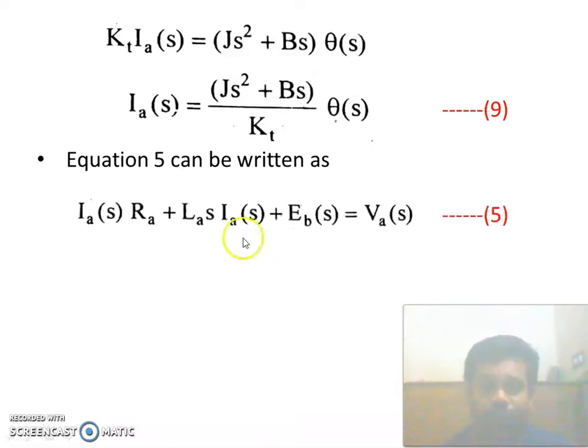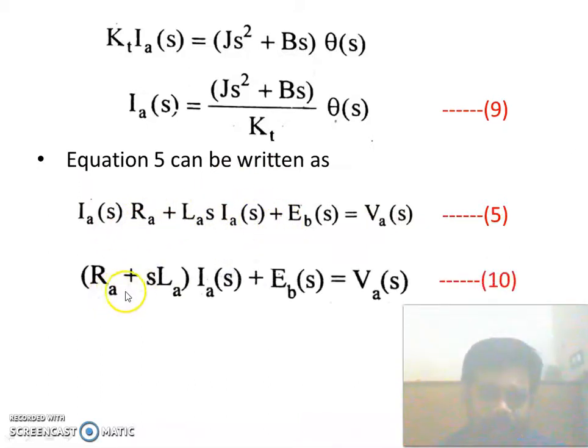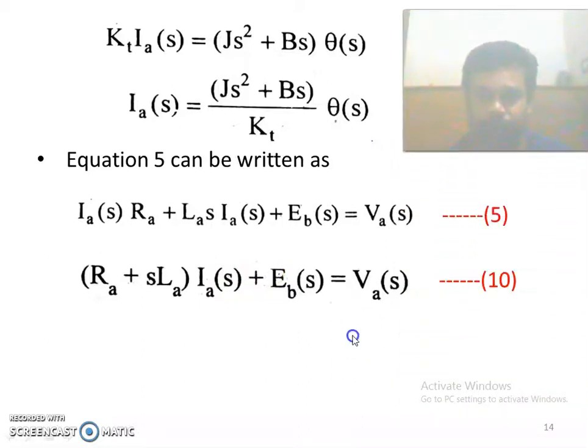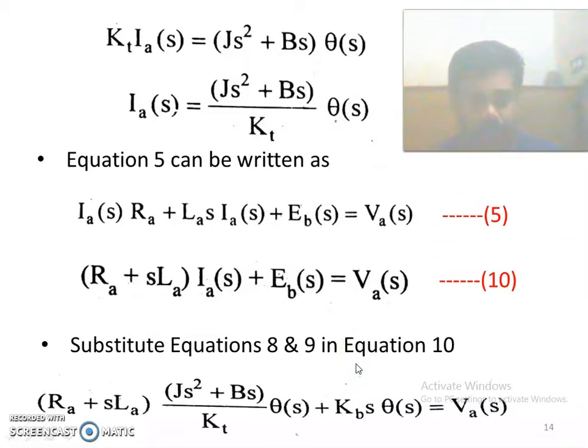Now we are substituting in equation 5. In this equation 5, taking IA common, we will get RA plus S into LA into IA of S plus EB of S is equal to VA of S. Now we are going to substitute the value of IA of S and EB of S in this equation 10. So while substituting we will get it like this.